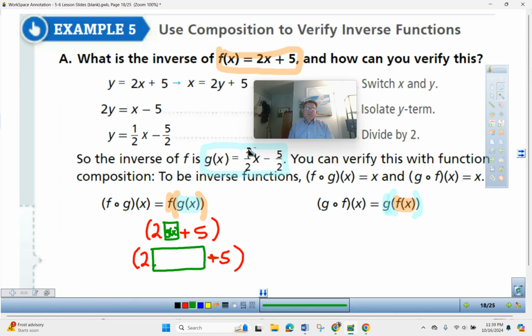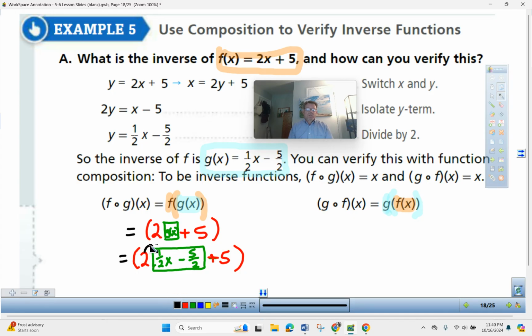Okay. And so 1/2 x minus 5 over 2. So we have got the f of g of x so far. Now we need to simplify it. I always need to simplify it.